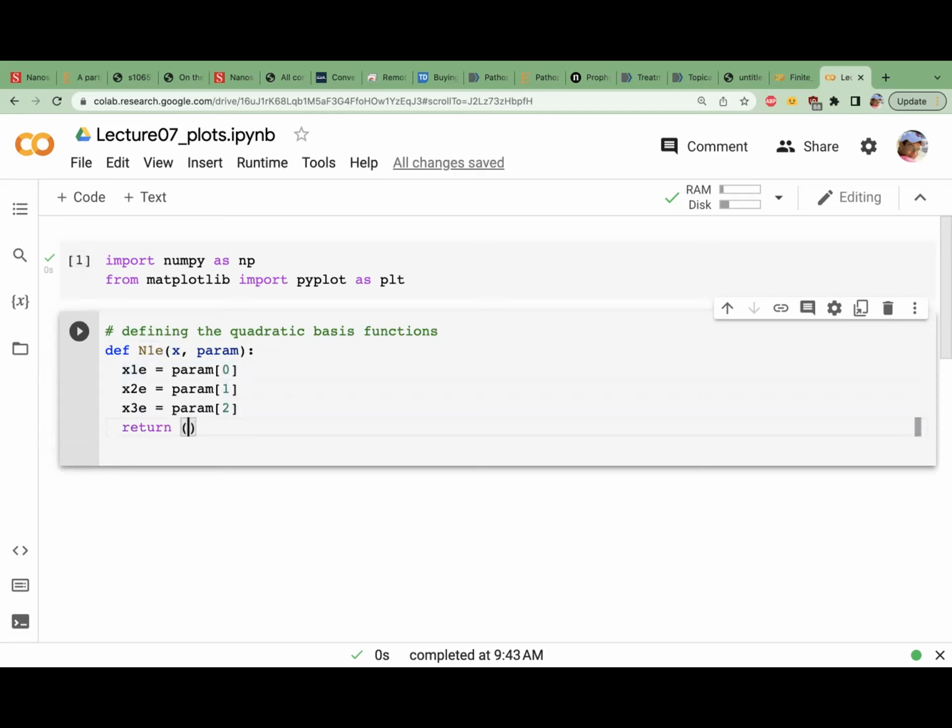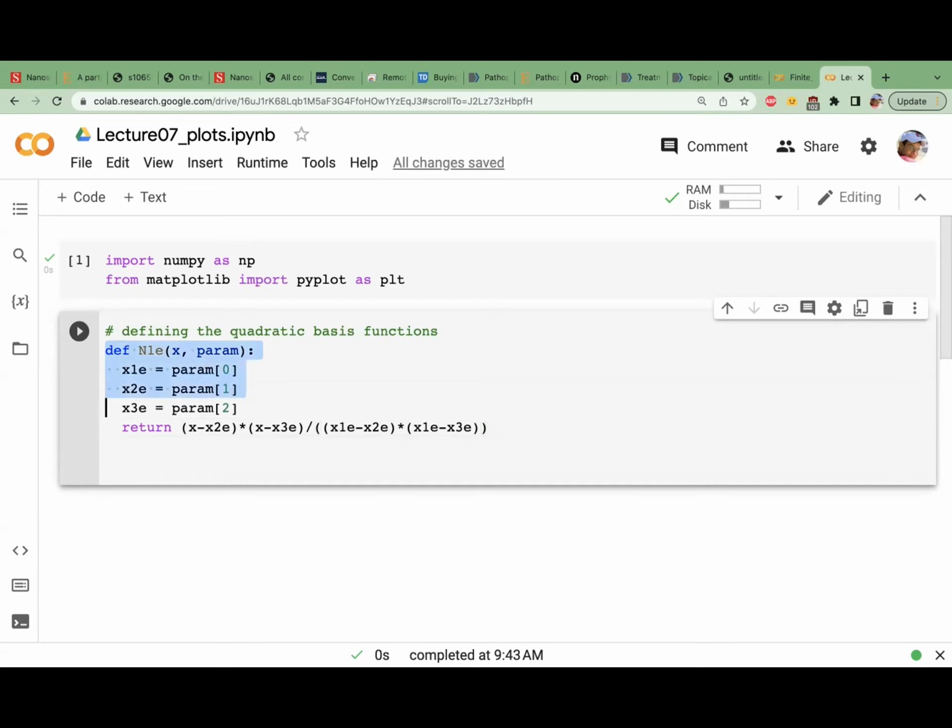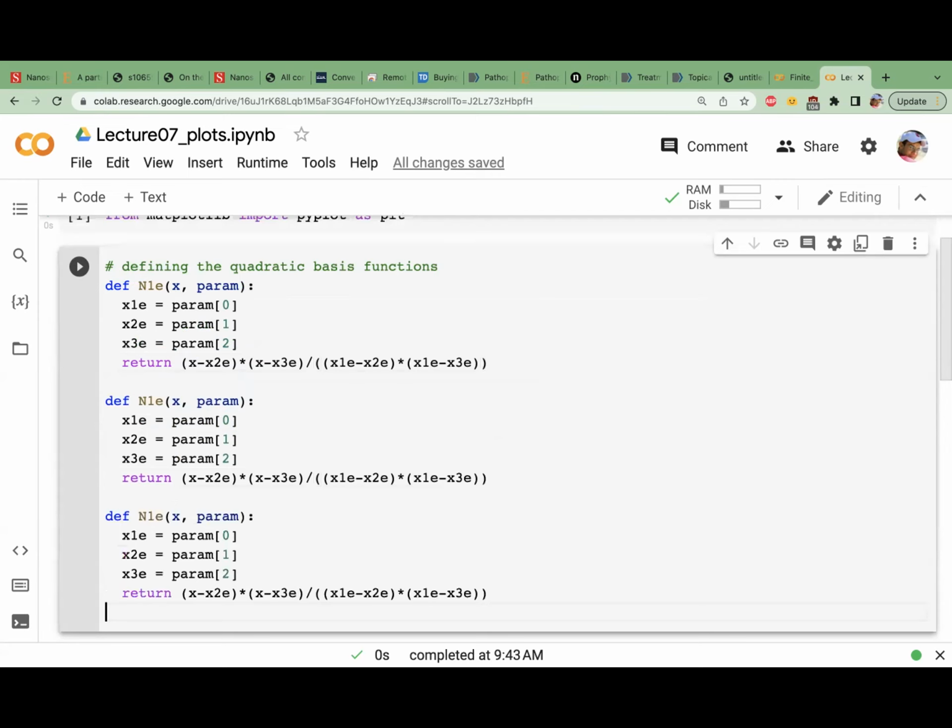What is the quadratic polynomial? Again, I need it to be 0 for the first one. I need it to be 0 at the second node, and I need it to be 0 at the third node, right? So this product guarantees that it's 0 at those 2, and then I just need to normalize. If I divide by this product, putting x1e instead of x, now I guarantee that not only it's 0 at x2e and x3e, but now it will be 1 when x equals x1e. That's one. Easy to just copy.